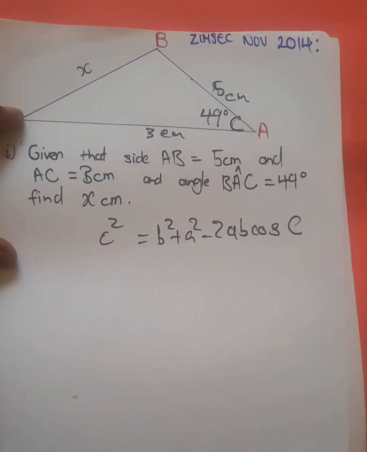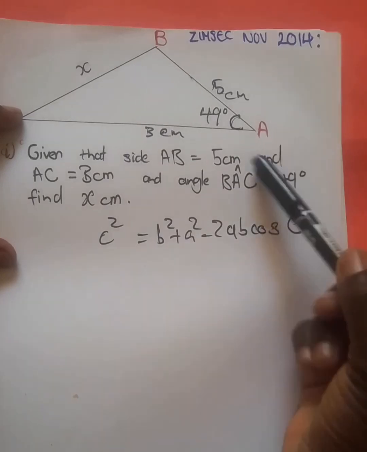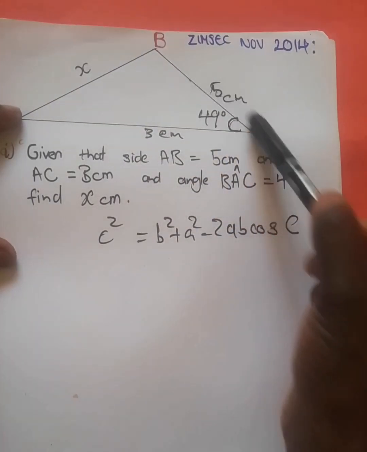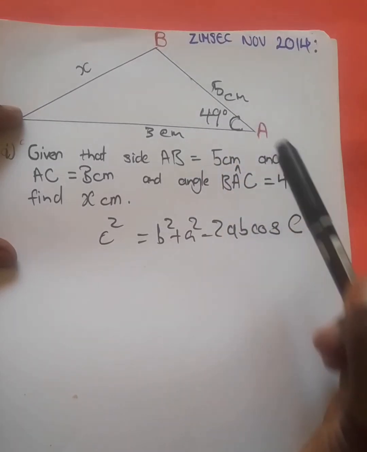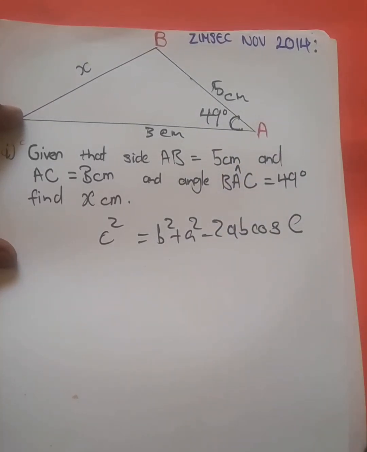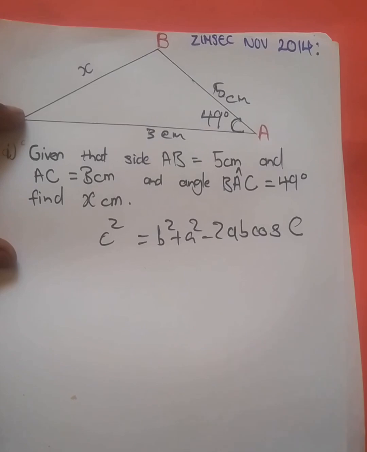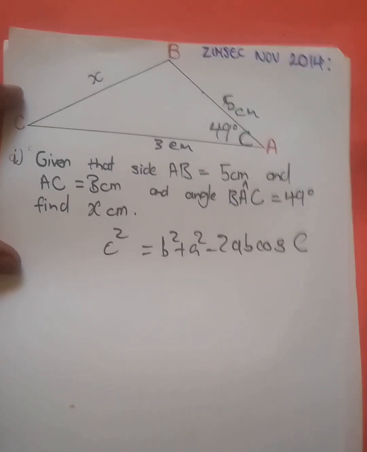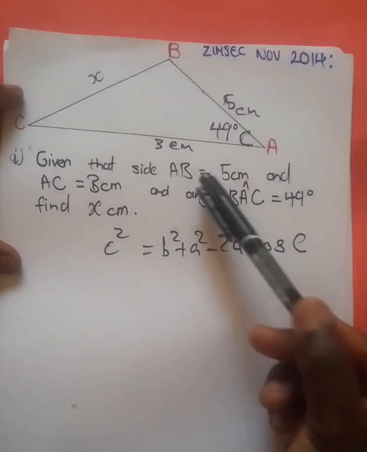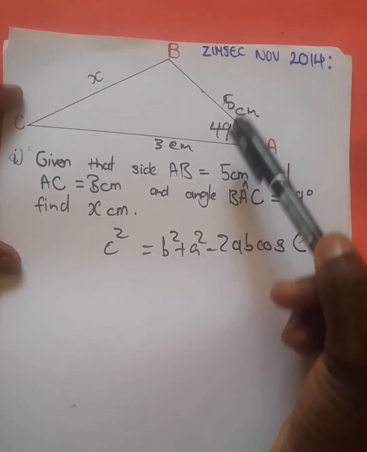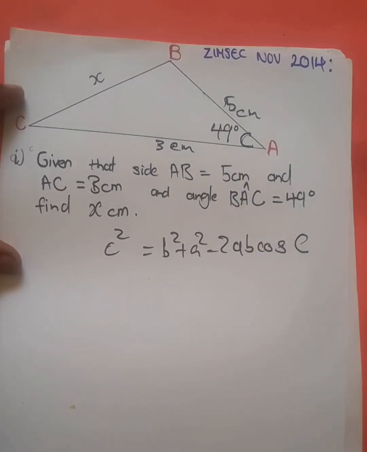So I want you to take note of this. The cosine rule can only be applied where two sides are given and the included angle is given. Like what you see here. This side is given, and this side is given, and the included angle is given. That's the only instance where you use the cosine rule, in which the triangle is not a right angle triangle. You can see that this triangle is not a right angle triangle, and this side is given, this side is given, and the included angle is given. That's the only instance you use the cosine rule.